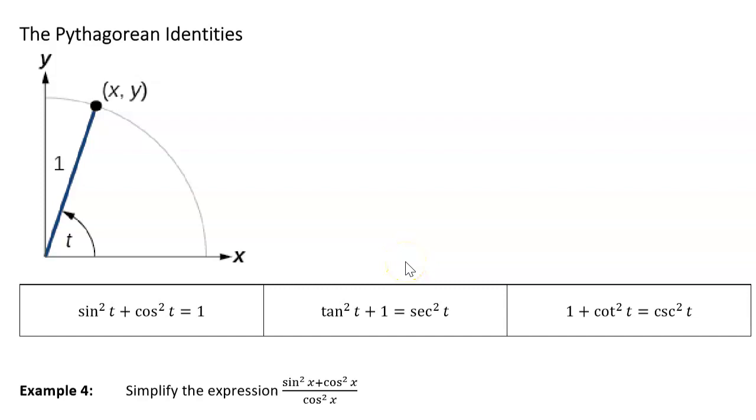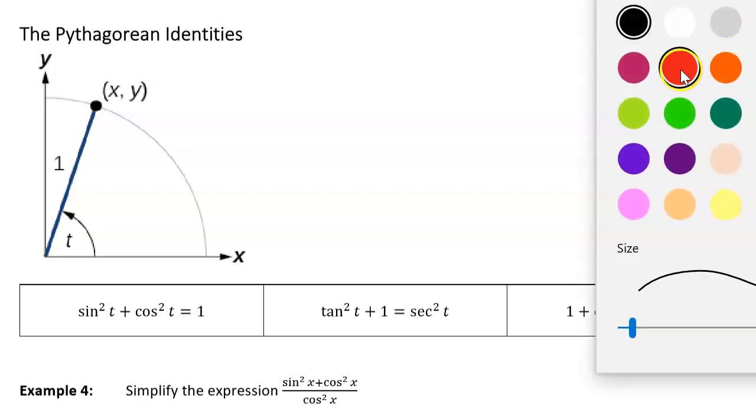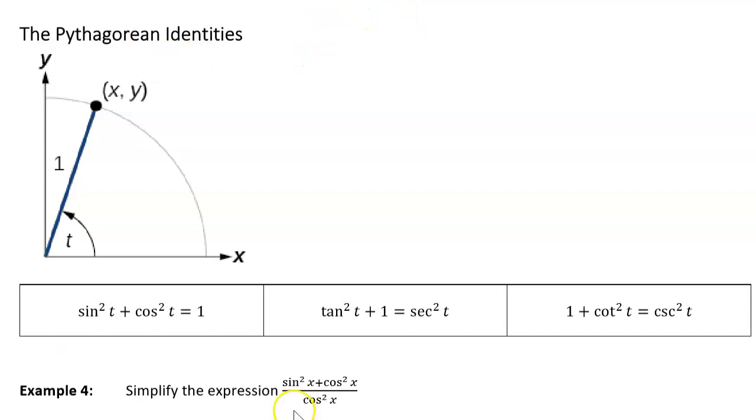Welcome back to the second part of our video lesson on simplifying trigonometric expressions with the fundamental identities. For this portion, we're going to be focusing on the Pythagorean identities, and I wanted to start by explaining where these three identities come from. They're actually derived from the Pythagorean theorem. As you can see, I've got this picture. It's the first quadrant of the unit circle, basically.